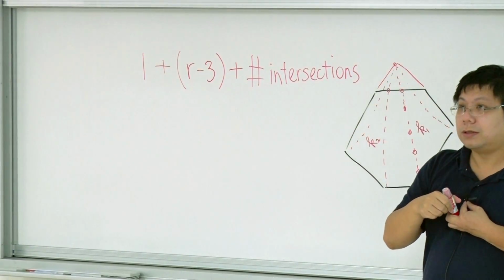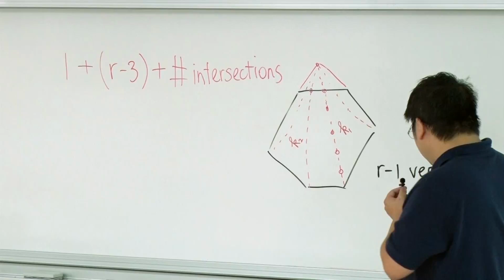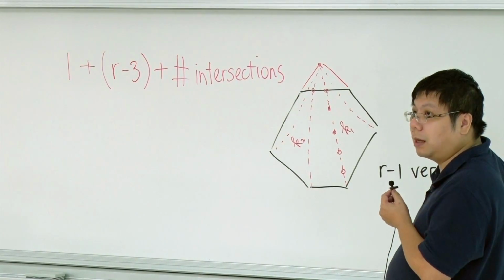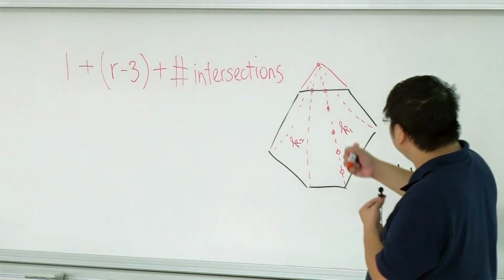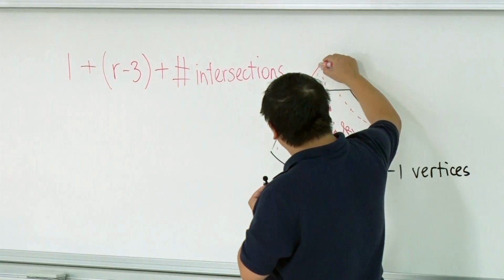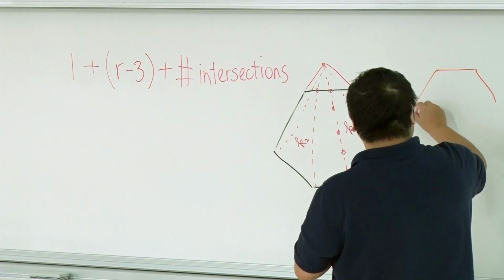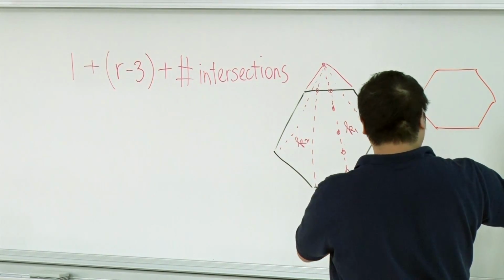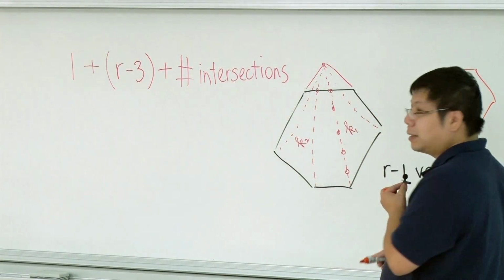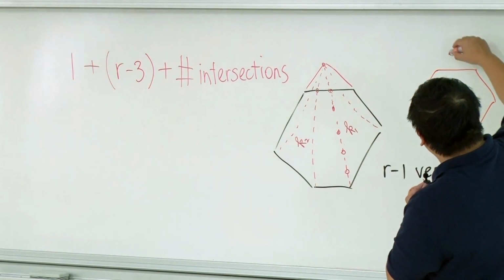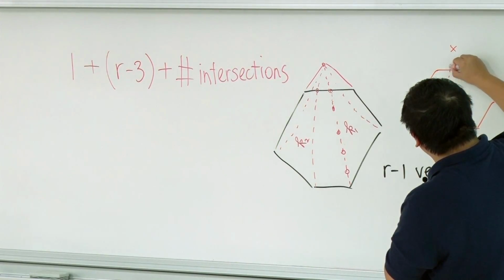Is that okay? So the number of new intersections that these diagonals are going to make with the existing ones. And then how many intersections are there? Let's use this as an example. So this one, r minus 1, let's say this is equal to 6 in our example. And then this is a new point, and let's say we are drawing this diagonal.